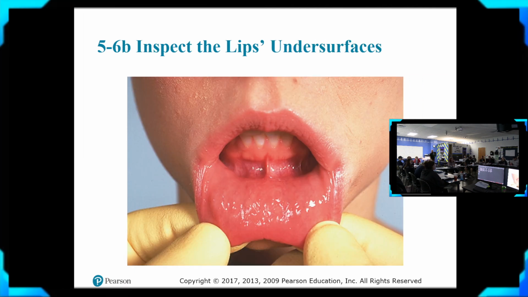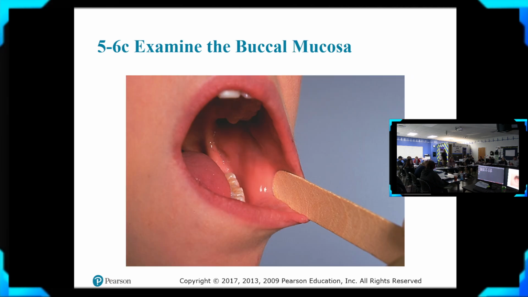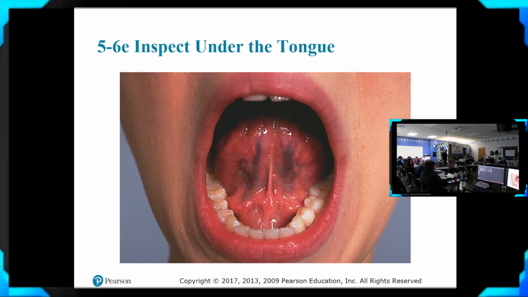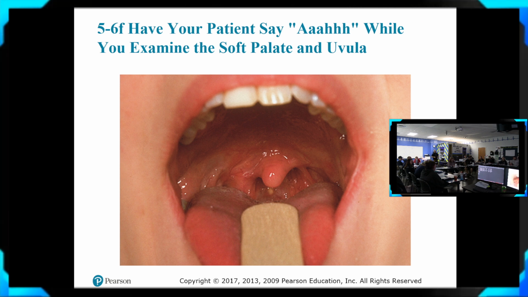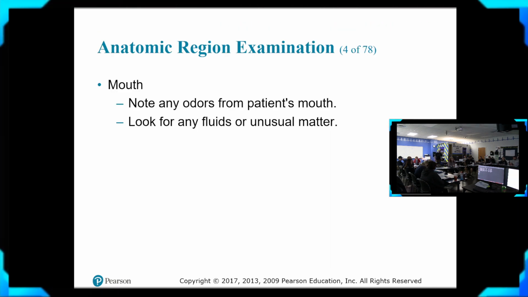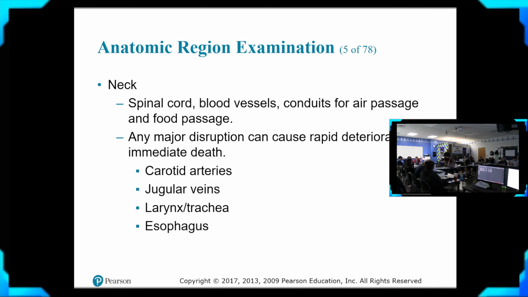There's some gums in the lip if you've never seen one. You can get tattooed across there if you like it. There's the buccal. That's the tongue. That's the underneath of the tongue where you gleek from, right there. That's the uvula. Note any odors from the patient's mouth. Look for any fluids or unusual matter.